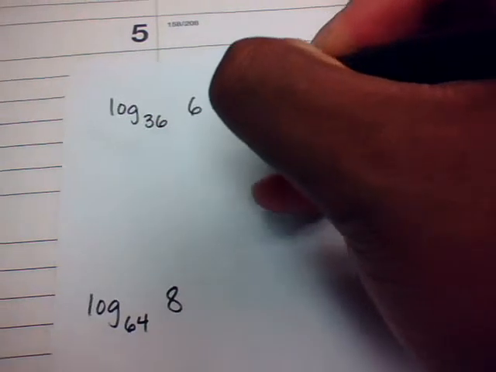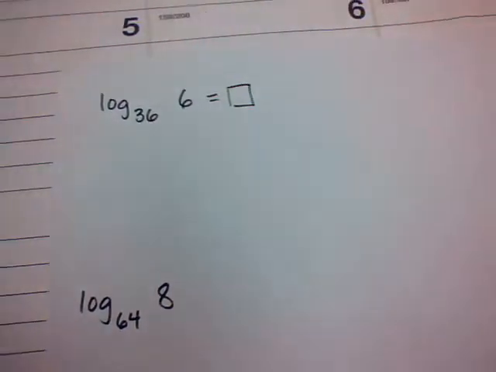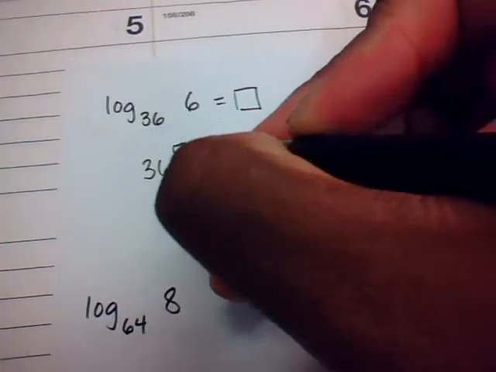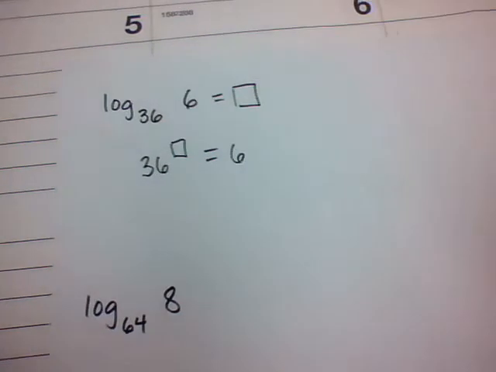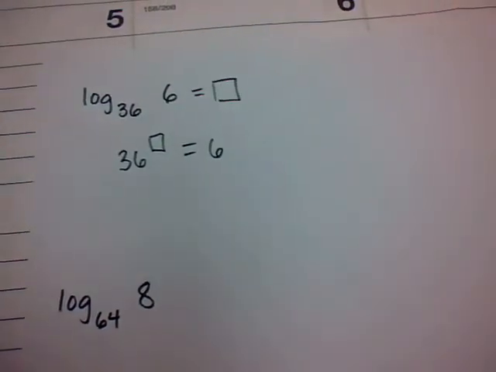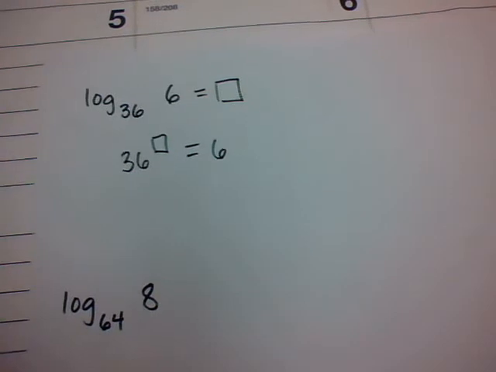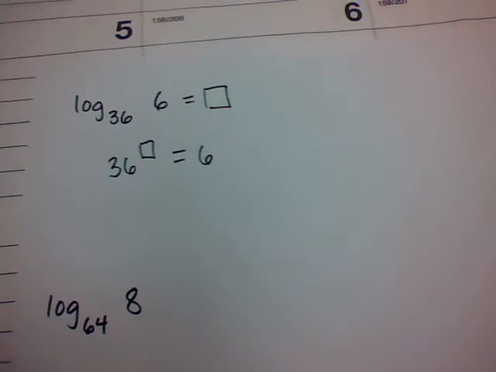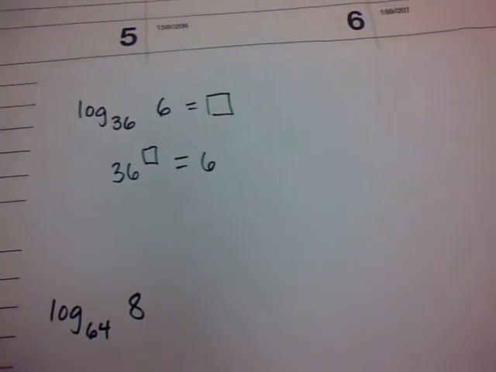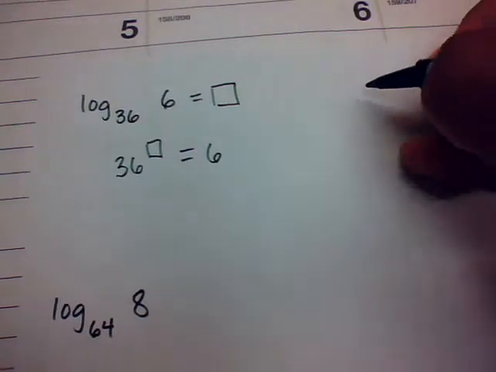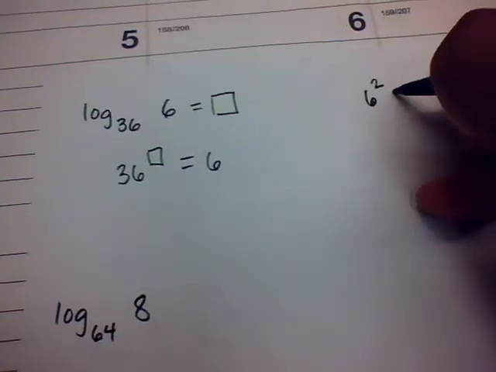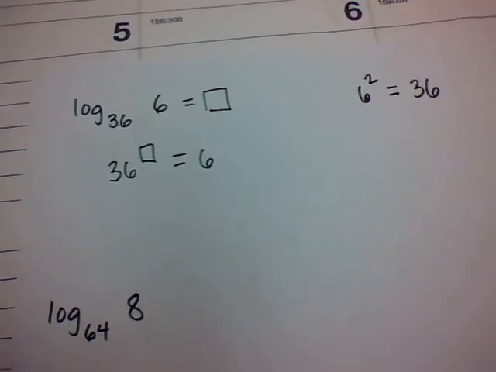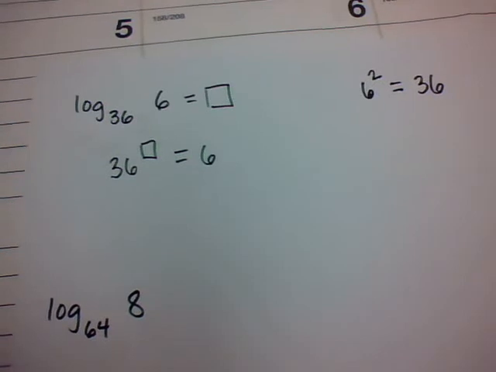So basically, with logarithms, you're just trying to find out what that missing exponent is. In other words, you want to find out 36 to what power would give you an answer of 6. Okay, now what I'm going to do here is work backwards to come up with that exponent for the number 36. Now, using 6, I know the fact that 6 to the second power gives me an answer of 36, because 6 times 6 does give us 36.